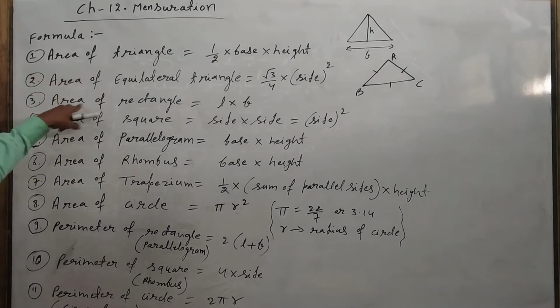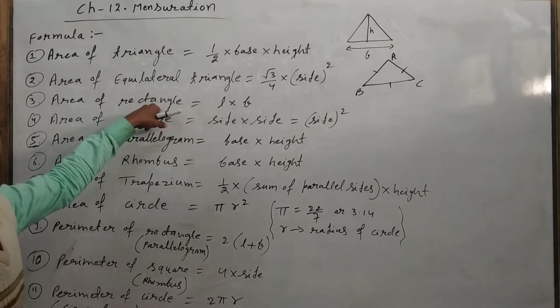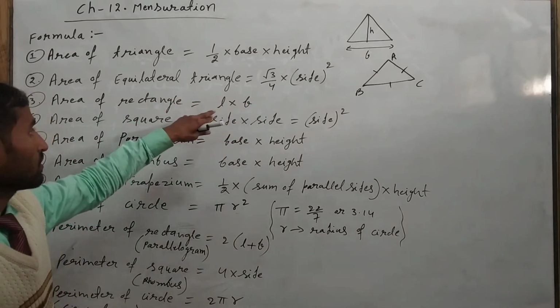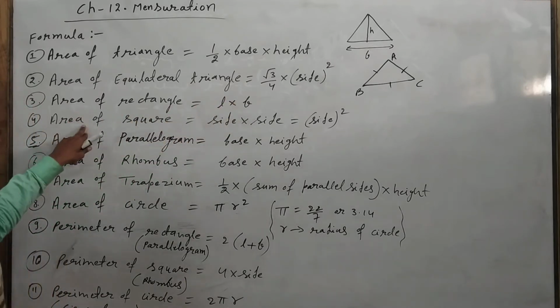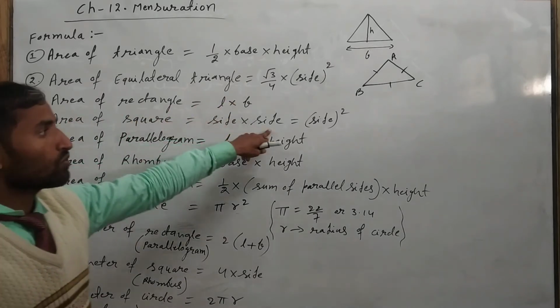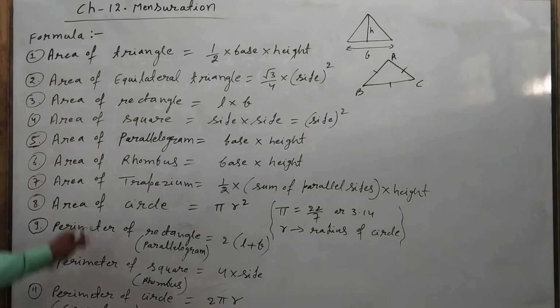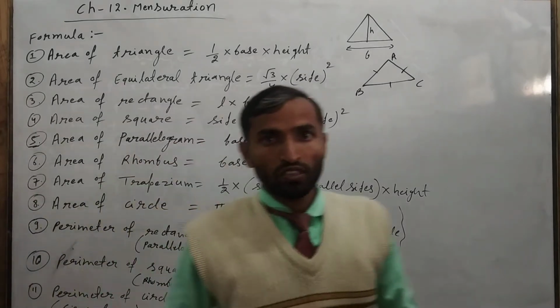Now this one is the area of rectangle. It is length into breadth, L into B. Okay, this is area of rectangle. Now area of square, side into side, or we can say side square. Okay, area of square.